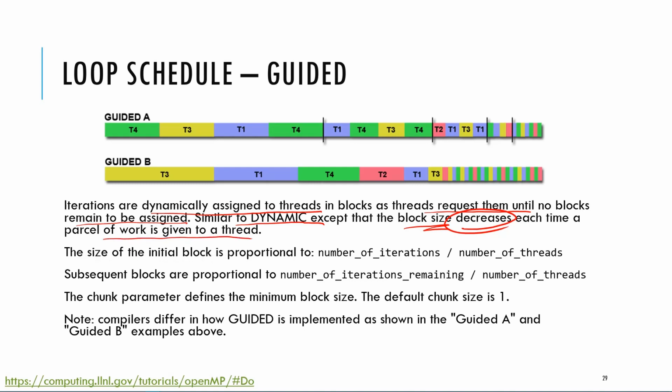So the initial block is proportional to the number of iterations divided by the number of threads. It's proportional to it. It's not equal to it. If it's equal to it, then it means we are having the static scheduling. It's not the case here.